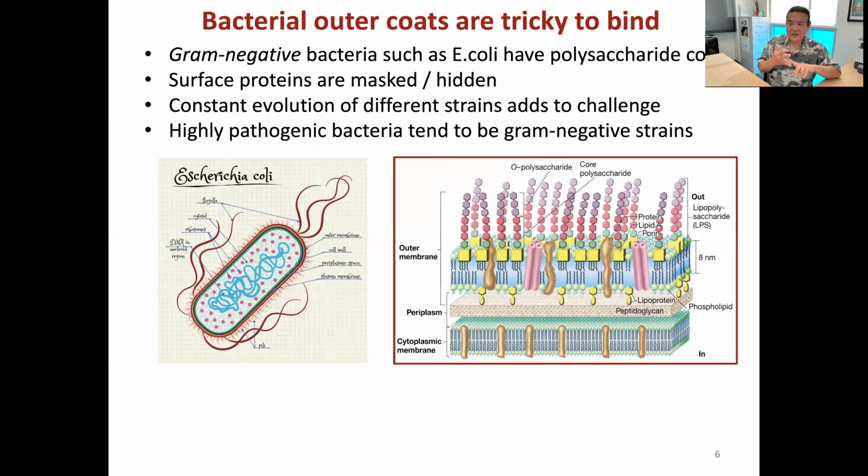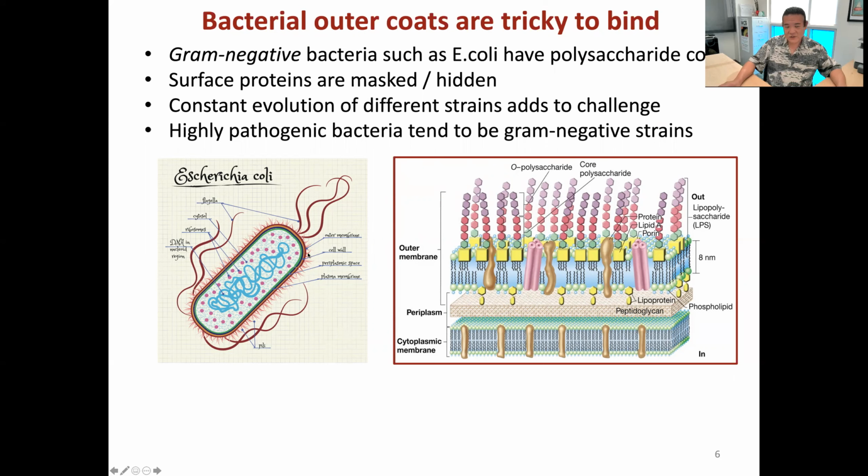This challenge is made even more difficult by the fact that, I don't think you'd be surprised to know, bacteria are very good at hiding from immune cells. And so over eons of evolution, and let's face it, bacteria were here before we were, bacteria have evolved all kinds of surface features that make them very tricky to bind. So for example, gram-negative bacteria such as E. coli have these thick polysaccharide fur coats on them.